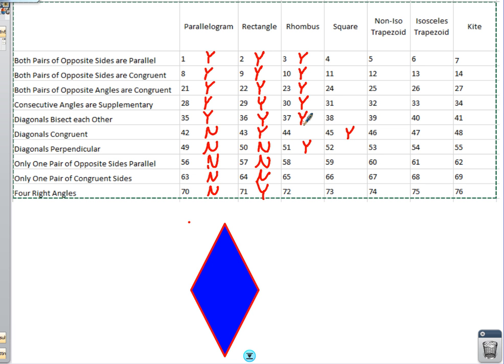Diagonals are congruent. Now look how long that one is. Look how short that one is now. Only one pair of opposite sides parallel. Again, we know no and no there because we said up here there's two pairs and there are not four right angles.